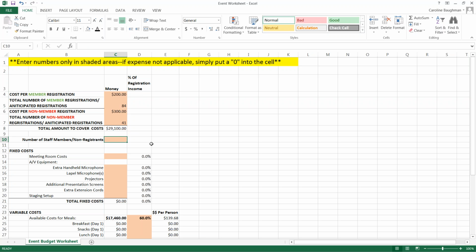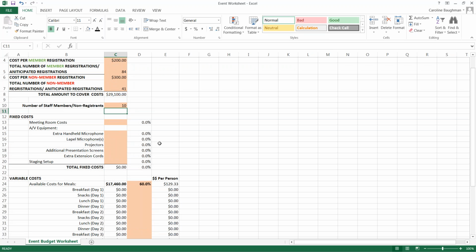We also want to enter the number of staff members or non-registrants, because that's going to come into play when we start planning meals, which is probably the most expensive aspect of any event that you're planning if you offer meals. If you don't offer meals, then it's not a big deal, but that's probably the most complex part that we have to deal with. In our case, we have about 10 staff members that are generally at events, or speakers that are getting their meals paid for, or whatever the case may be.